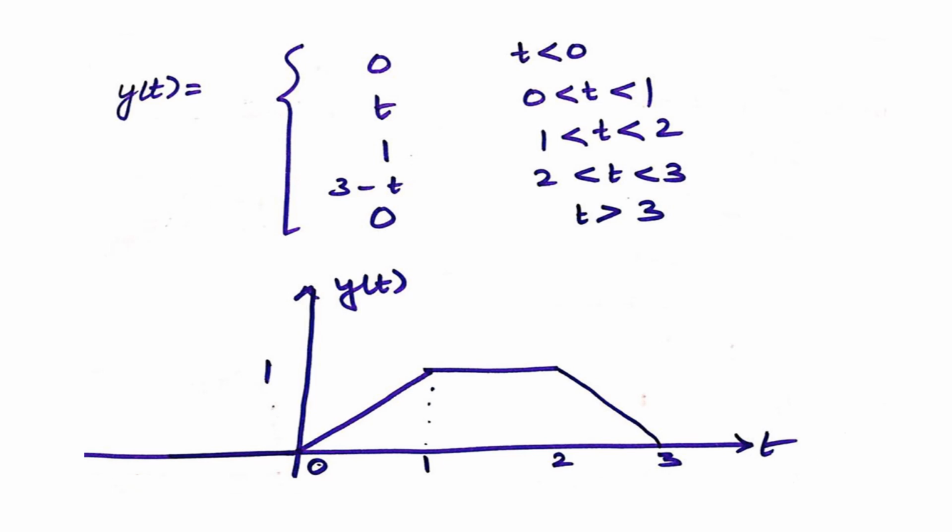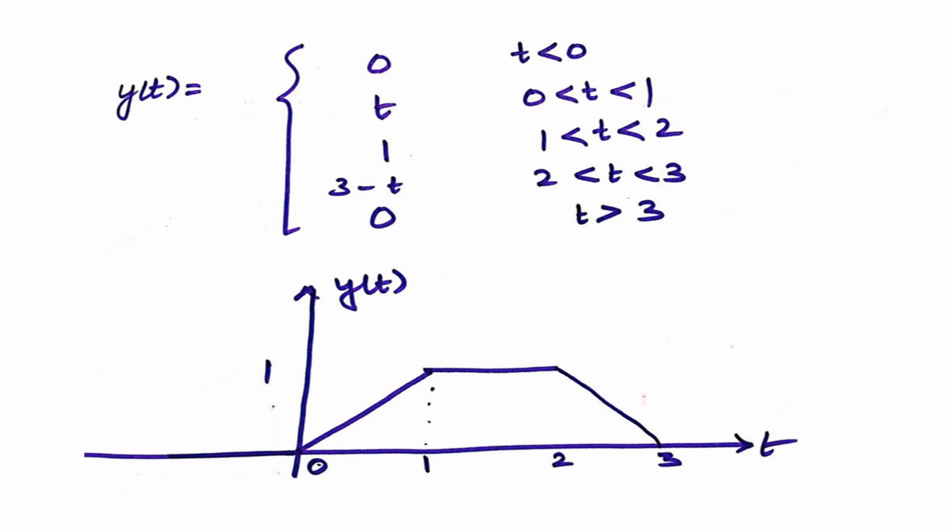So let us sketch this waveform y of t. For t less than 0, obviously it is 0. For t between 0 to 1, you can check for the equality sign here and eliminate it, that you can take care of. So for t between 0 to 1, it is a ramp, 0 to 1. Between 1 to 2, it is of amplitude 1. Between 2 to 3, it is 3 minus t.